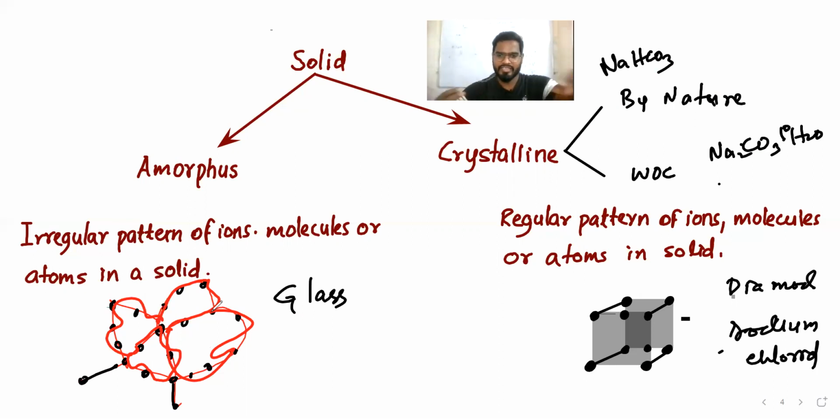But crystalline is not like that. It will make a shape of a square, cube, sometimes sphere, so that can easily break, right? So that is amorphous. Amorphous example: glass. Crystalline is a regular pattern of ions, molecules or atoms in a solid. Examples: diamond, sodium chloride. These are crystalline solids, right? We'll learn crystalline solids in more detail.